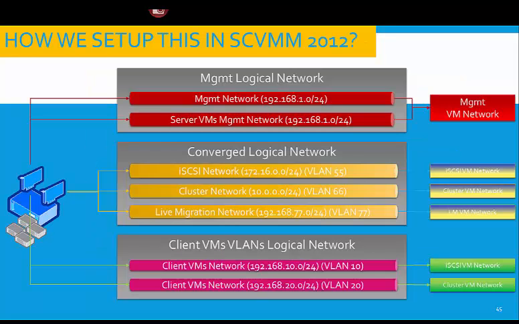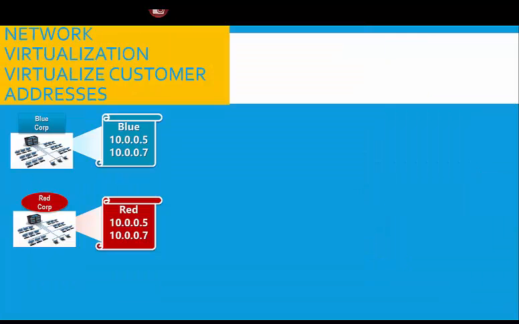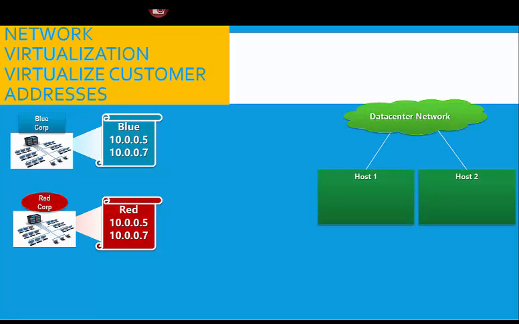And on here we can see that we have a management logical network, converged logical networks, and client VMs. So network virtualization virtualizes the customer's IP addresses. For example, it would be possible to have the blue corp and the red corp using the same IP subnets. From our data center, we have a host 1 and we have host 2.